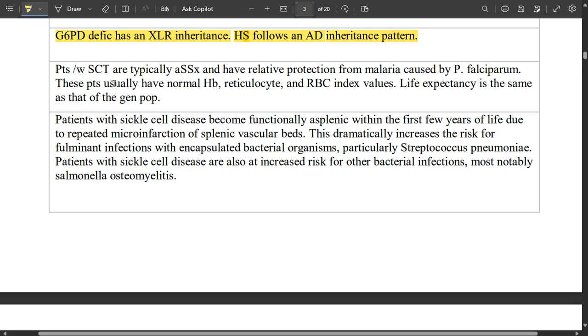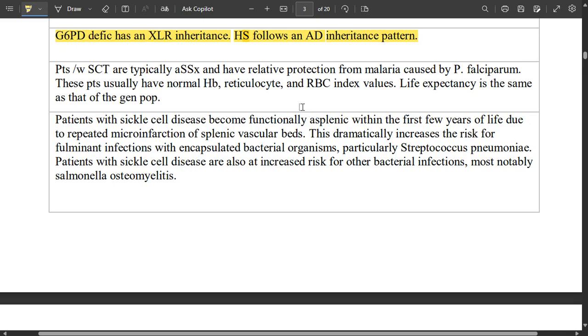Patients with sickle cell trait are typically asymptomatic and have relative protection from malaria caused by Plasmodium falciparum. So, sickle cell trait. Plasmodium falciparum parasites go inside RBCs. The merozoites of the parasite go into the RBC and burst the RBCs, due to which fever occurs.